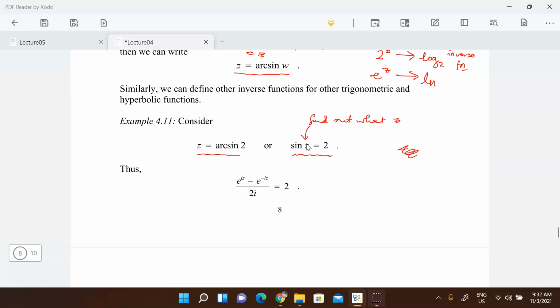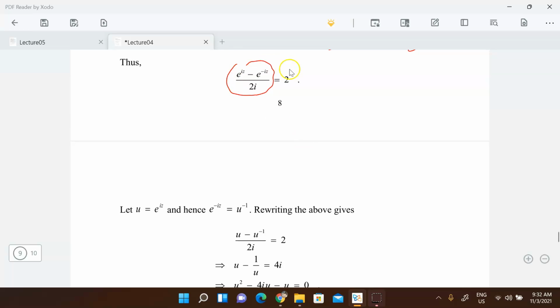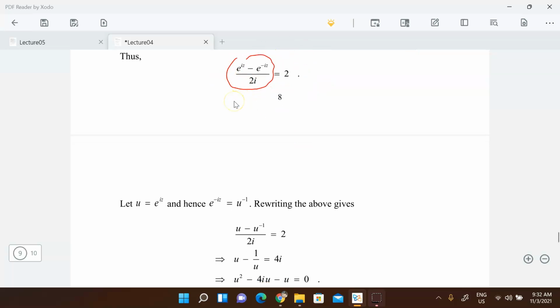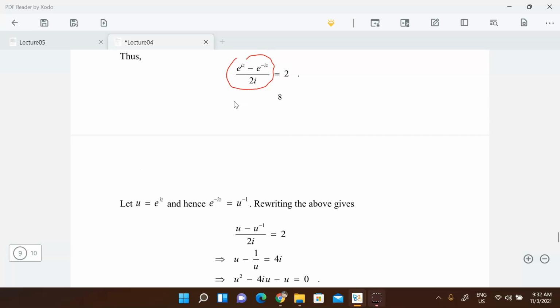So the best way is to look at sine z in terms of the exponential, because then you already have learned about the log of complex numbers. So then what one does is to rewrite your sine z as that, and equate this to 2, and then you simply try to solve this equation.